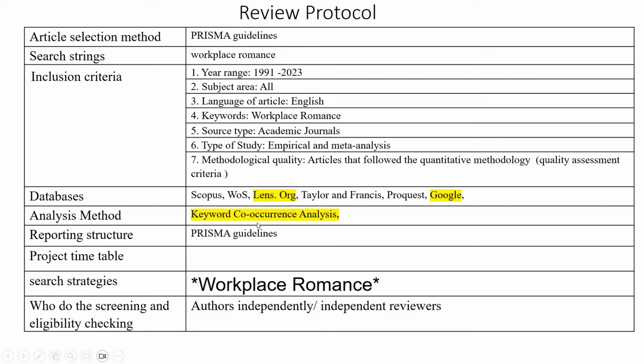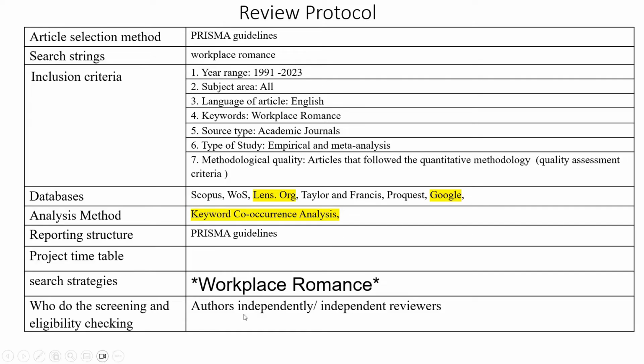As the analysis method, keyword co-occurrence analysis, the reporting structure, Prisma, and the project timetable can be incorporated, since this is needed to be submitted for registration. And the search string with Boolean operators: we can simply use workplace romance, right? Since I can't find a similar word, synonym, or antonym, and since I'm talking about the basics, let's enter only this word and see how many articles will be generated.